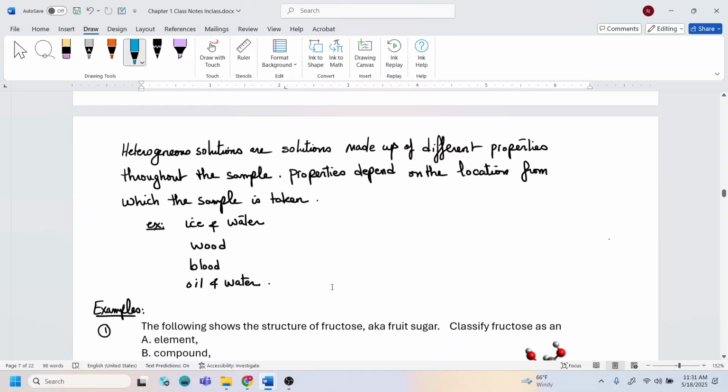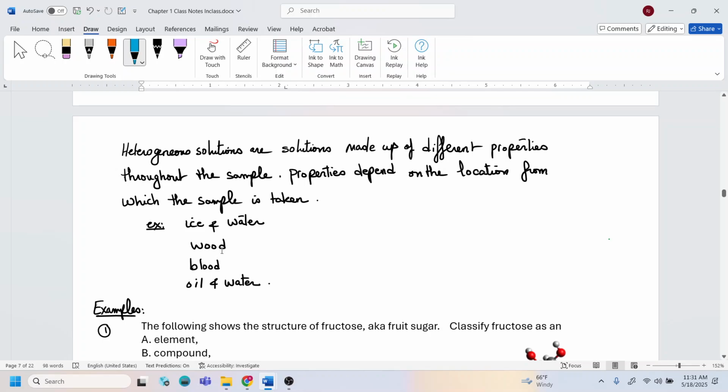On the other hand, if we're talking about heterogeneous solutions, these are solutions that are made up of different properties throughout the sample. The properties depend on the location where the sample is taken from. So, for example, ice and water. This is a heterogeneous solution because we know that the ice floats in the water, right? If you want to pick up the ice alone, the ice has different properties than that of the water. Same thing, wood.